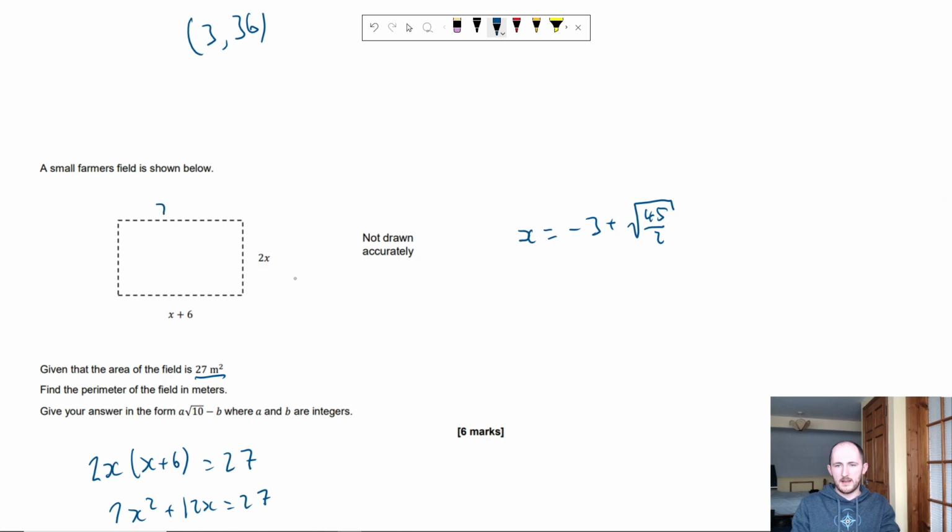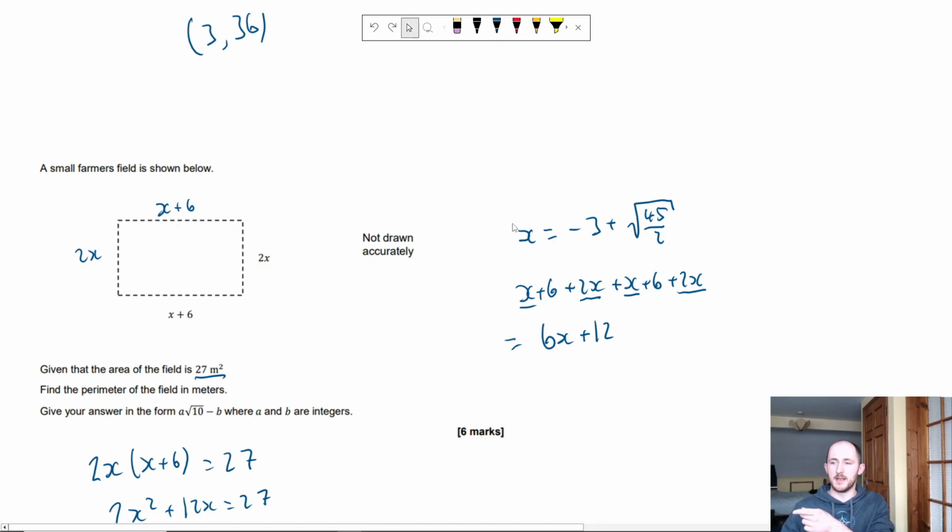Now, just so you're aware, all of these sides will be the same as the opposites because it's a rectangle, right? If I add all of that up, we get x plus 6 plus 2x plus x plus 6 plus 2x. That gives me x, 3x, 4x, 6x. 6x plus 12 is what we have for our perimeter, okay?